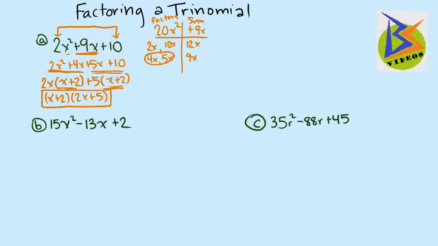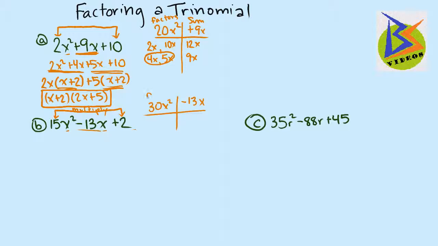All right, let's take a look at this next one. Again, let's look first to make sure it's a trinomial, and make sure it's in descending exponential order, which it is. Now what we'll do is multiply 15x squared and 2, and we get positive 30x squared. And then this middle term is a negative 13x.